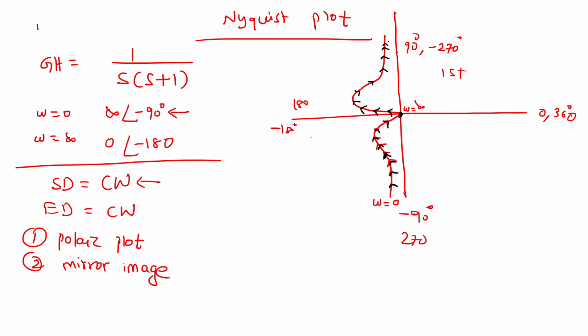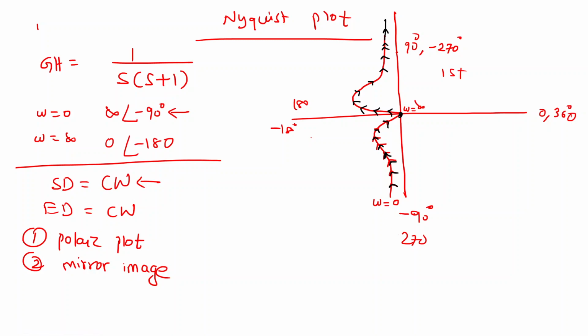Now you are reaching some infinity value, omega equal to 0 to infinity. This value is 0 minus, and this is 0 plus. I'm just giving some signs, 0 plus and 0 minus. Otherwise, don't confuse. You just say omega equal to 0. The polar plot will start on this line also. This is the mirror image. Don't confuse about omega 0 to infinity. Just take the polar plot and take the mirror image.